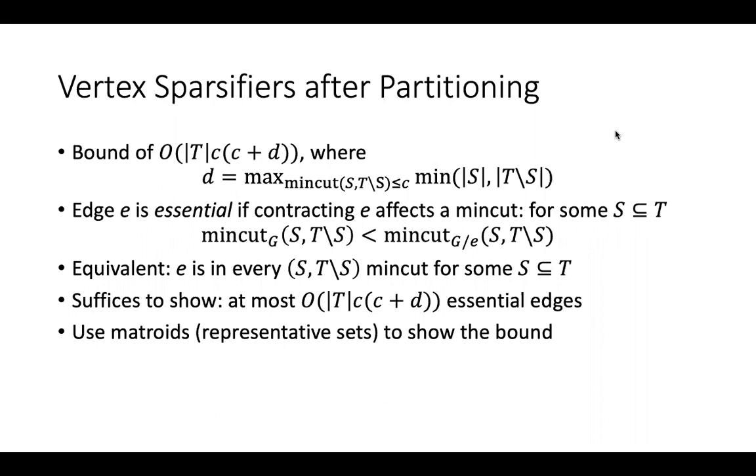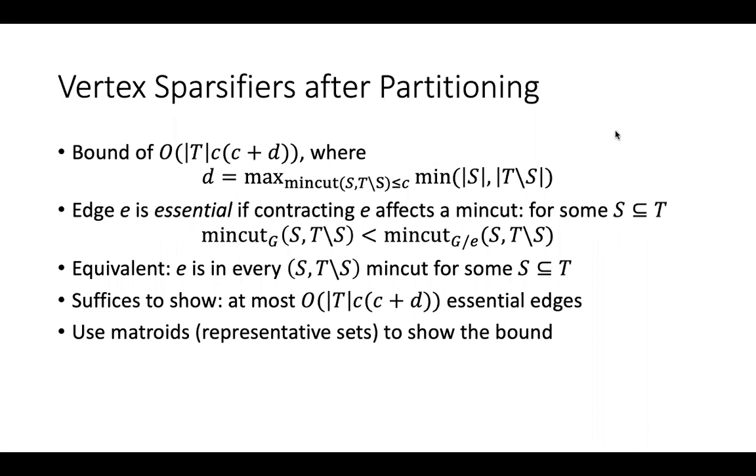We're going to call an edge E essential if contracting the edge E affects some min cut. More precisely, we call an edge E essential if for some cut S, some subset S, the min cut between S and T minus S goes up when we contract the edge E in the graph. This is equivalent to saying that the edge E is in every S, T minus S min cut for some subset S.